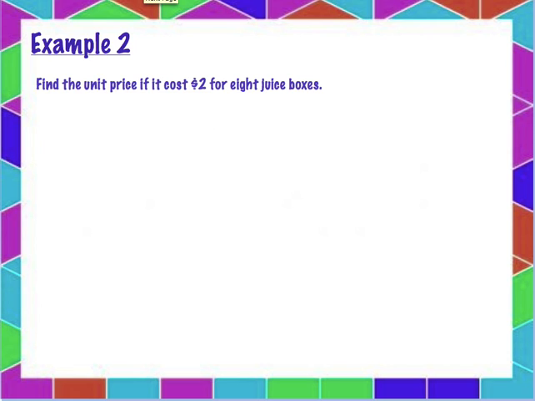So now let's look at example 2. It says find the unit price if it costs $2 for 8 juice boxes. That means I want to find out how much 1 juice box costs. Well, the first thing that we do is we write the rate as a fraction. So that's $2 for 8 boxes.